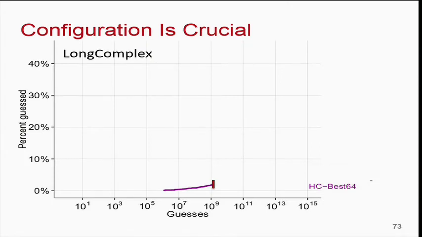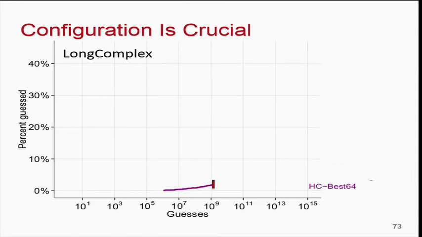The first result: we found configuration is absolutely critical in evaluating password guessability. This graph shows attacking long complex passwords with a number of different configurations of Hashcat. The one that's up there already is the best 64 set of mangling rules for Hashcat, which is as close to a default configuration as there is. It starts guessing passwords, makes a bit over 1 billion guesses, and at that point has guessed about 3% of the long complex passwords. So 97% of the passwords in our long complex set are past the guess cutoff, and implicitly we're assuming, hey, these seem pretty strong.